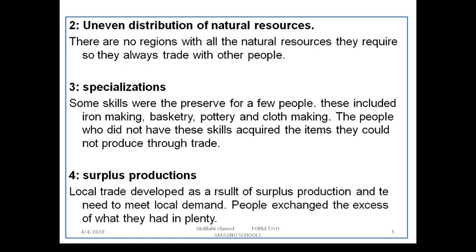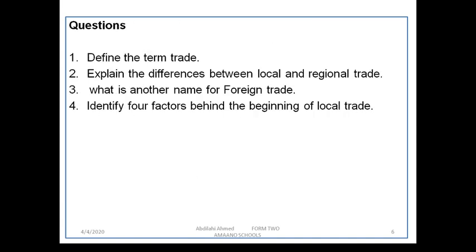Okay? So now, what are you expecting? As usual, you know me. When we learn, there should be questions that follow. So these are your four questions. You should be able to do them. Define the term trade. Explain the difference between local and regional trade. You know, I explained that; it's not written, but I explained it. What is another name for foreign trade? Identify four factors behind the beginning of local trade. These are your four questions.